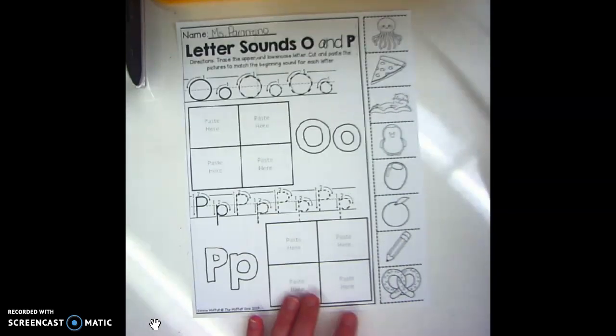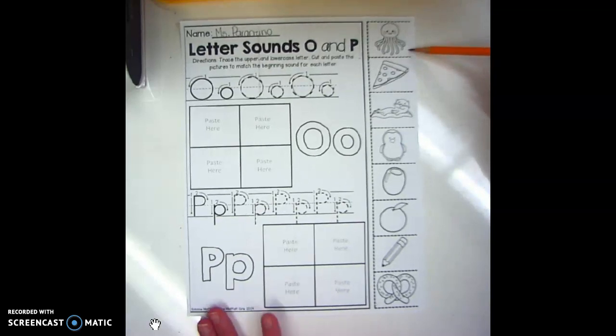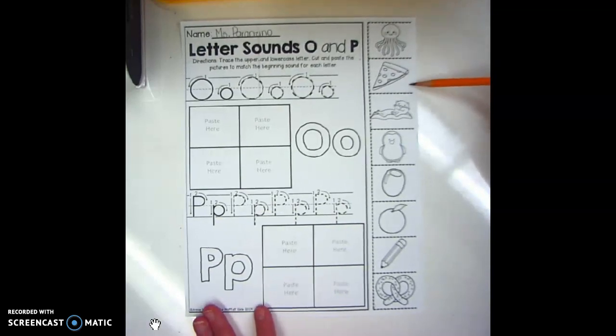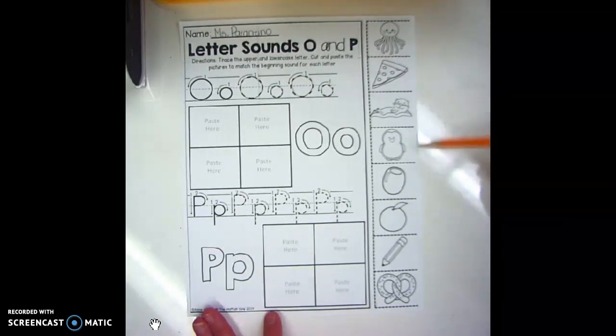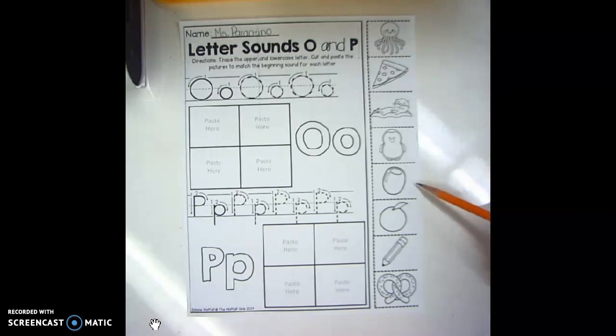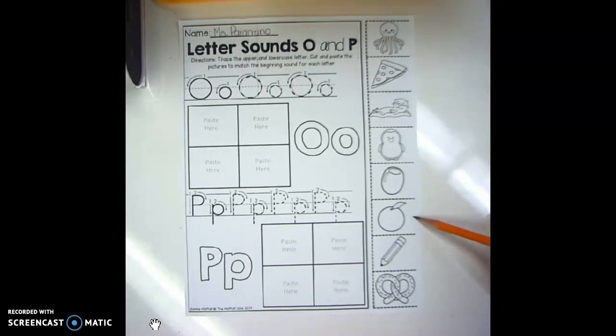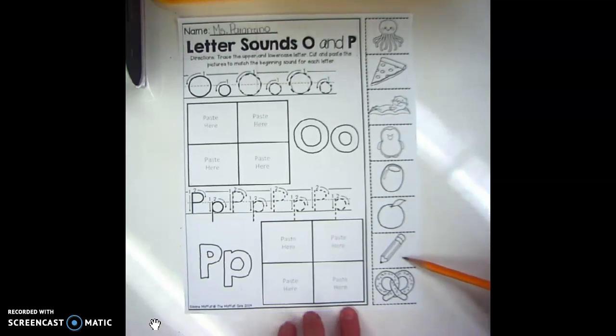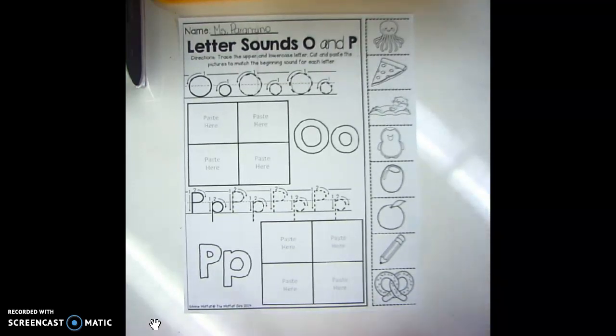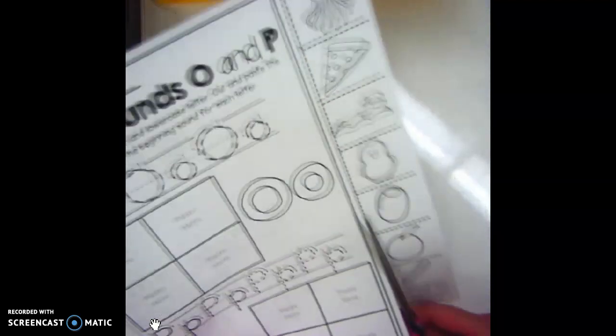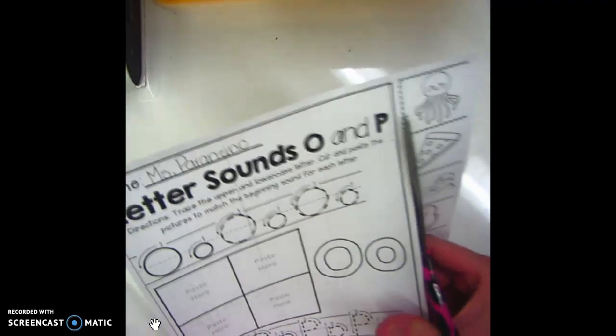Okay, let's look at our pictures. I have octopus, pizza, otter, penguin, olive, orange, pencil, pretzel. I'm going to cut out my strip of pictures, holding my scissors the proper way, and chop, chop, chop.